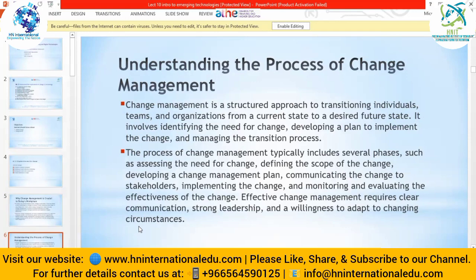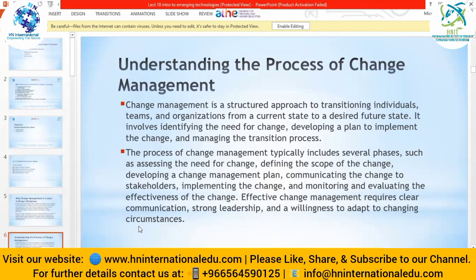The process of change management typically includes several phases. There are many phases. It's not like we can start a change within a second. There is a proper process, such as assessing the need for a change. What is the thing through which we have thought about changing? How did changes come to our mind, by watching or by experiencing a particular part? Then defining the scope of change, that is, how the change will be good for us.